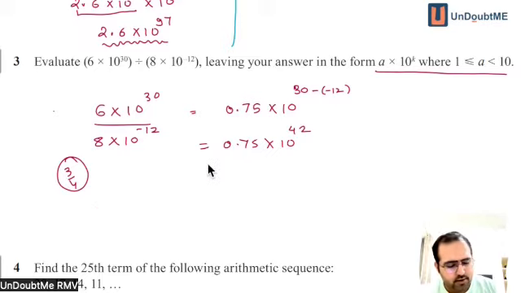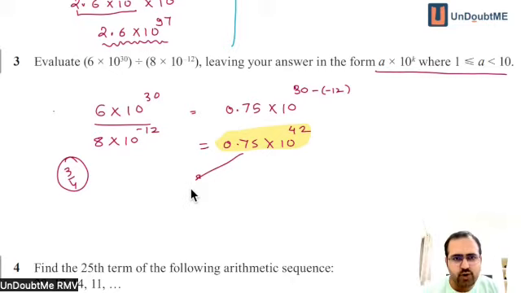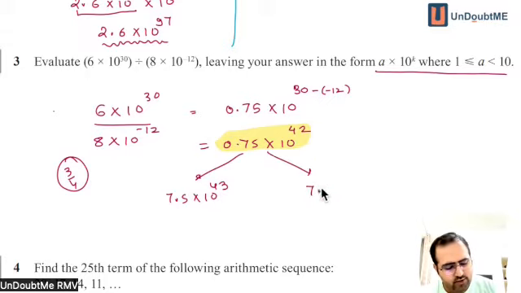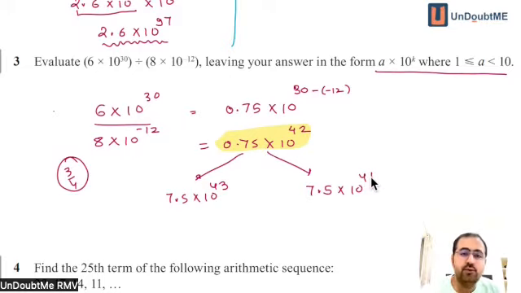So now comes the point where there are high chances of making a mistake. I'll show you both the parts. One set of students will write 7.5 times 10 to the power 43, and the other set of students will write 7.5 times 10 to the power 41. Which one is correct?